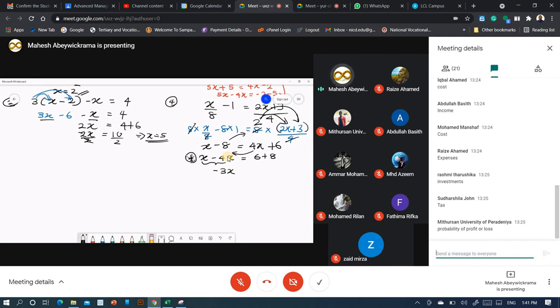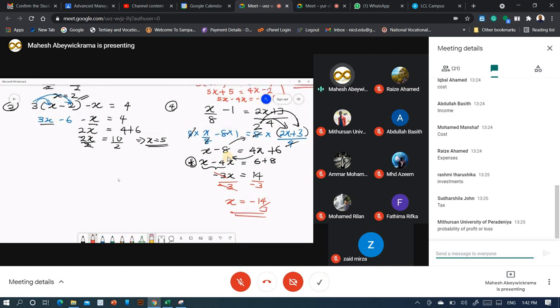So 8x minus 4x becomes minus 3x, because we have to get the difference and put the sign of the bigger one. Then 6 plus 8 is 14. Then to get the x, we should divide both sides by minus 3. So x is minus 14 over 3. If you want, you can convert into decimals. Right, children? Hope you understand. So if you want to copy down something from here, please do it now.